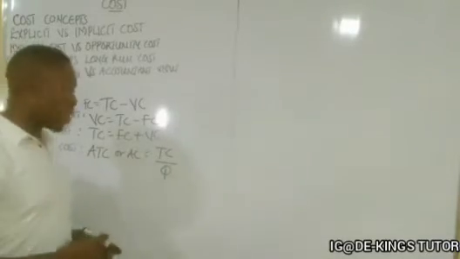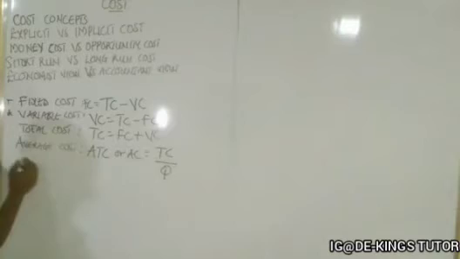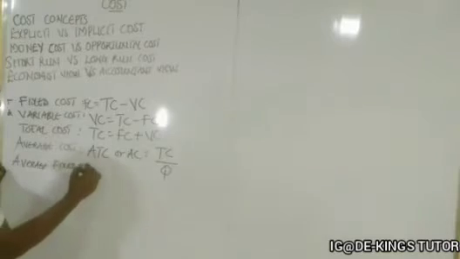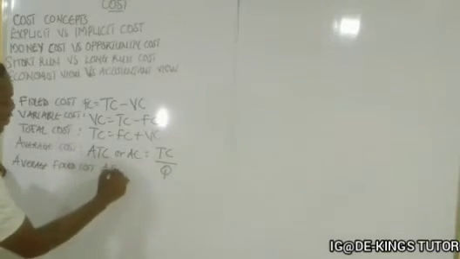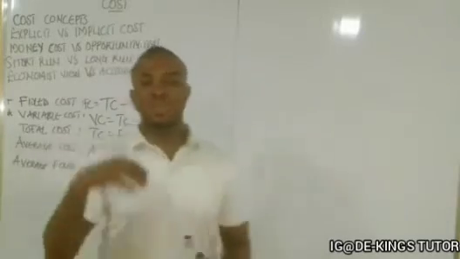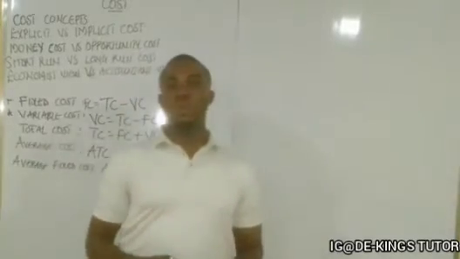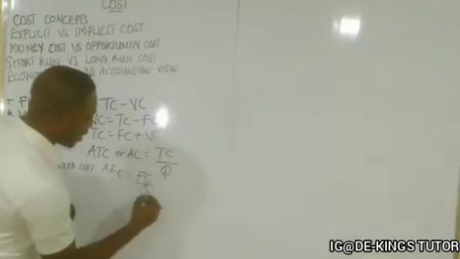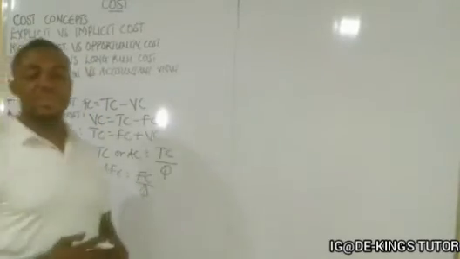We also have another one called the average fixed cost, AFC. The average fixed cost is the fixed cost per unit of an output, and it is given as fixed cost over quantity.